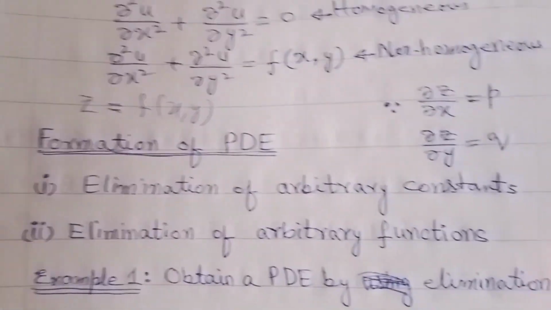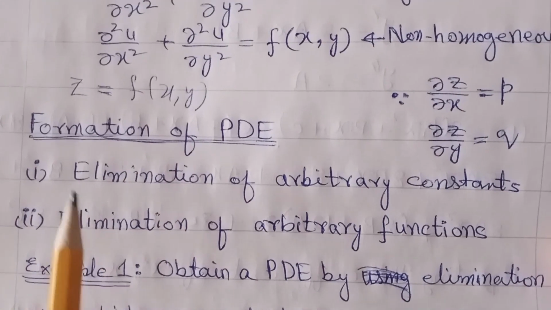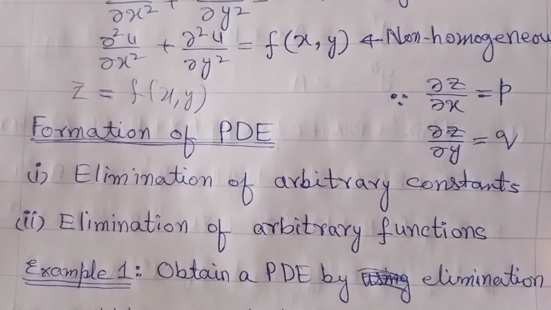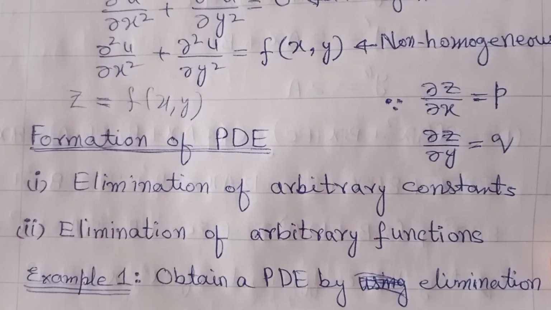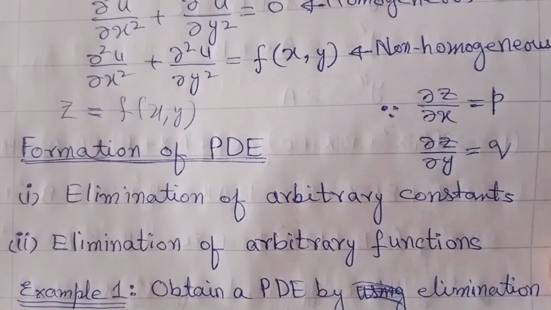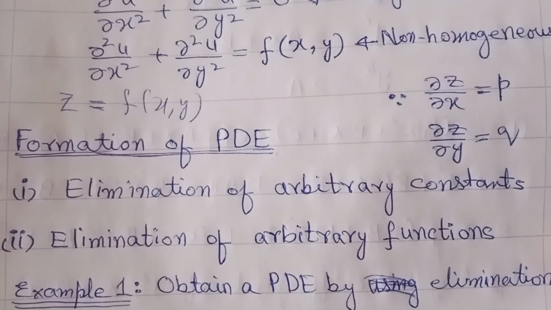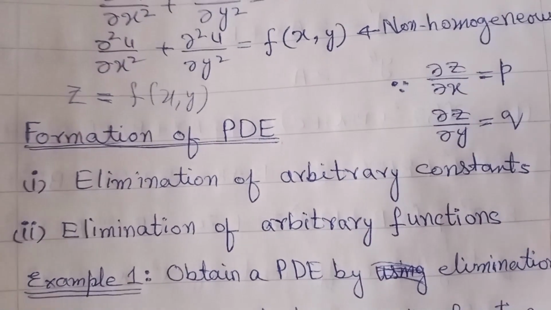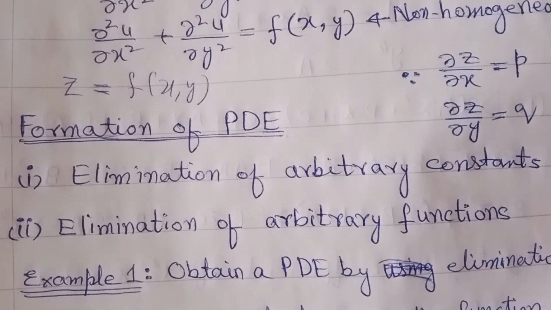Here a partial differential equation can be formed by using two methods. These two methods are known as elimination of arbitrary constants and elimination of arbitrary functions. So these two methods are very famous to form a partial differential equation, or these are the typical methods to form a partial differential equation. So we will discuss them one by one by solving some examples.